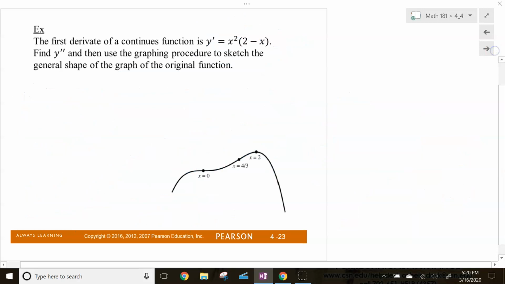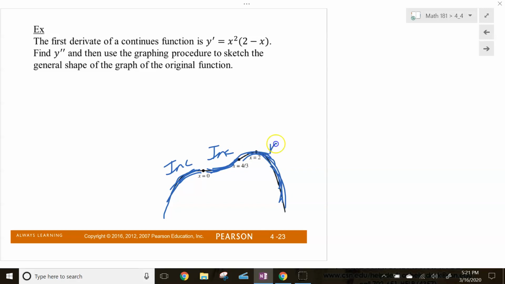So anyways, you kind of get a feel for it. This is a little bit better. We increase, but we're concave down. Then we switch to concave up in between here, but we're still increasing. And then we finally switch here to concave down, but we're not decreasing until after 2.